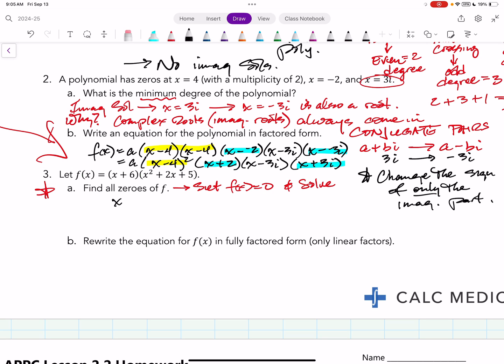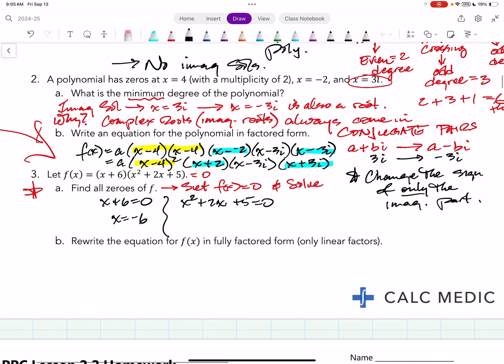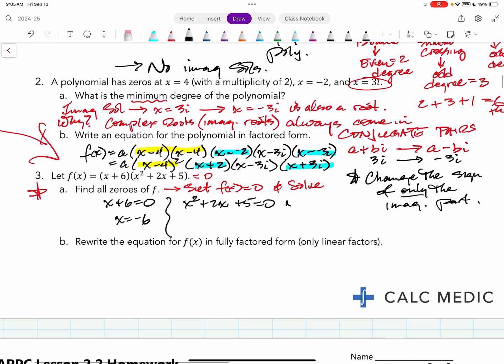So we're going to have x plus 6 is equal to 0. When you set the function equal to 0, either one of the factors could be equal to 0. So you set both equal to 0 and solve. All right, so here, obviously, x equals negative 6. There's our first root. And then here, x squared plus 2x plus 5. When is that equal to 0? Well, guess what, guys? That's not factorable. I don't know two numbers that multiply to 5 and add to 2. Okay, so it's not factorable. So we have to use the quadratic formula.